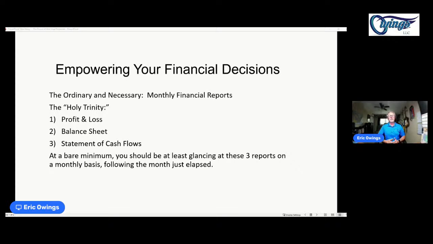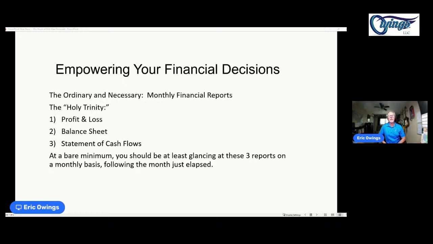Statement of cash flows is basically what it says. It will start with the indirect method of taking the net income and then treating that to the various things that change cash in your business, many of which don't touch the profit and loss statement. Investment activities are an example, or the withdrawals that you take out of your business, also known as distributions if you have a corporation. So at a bare minimum, you should at least be taking a quick look at these each month after the previous month has elapsed.